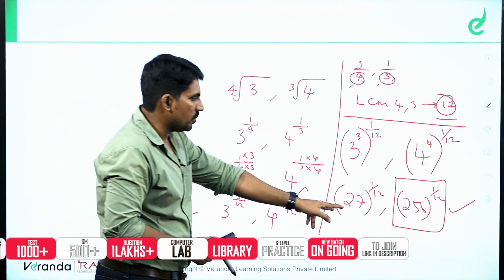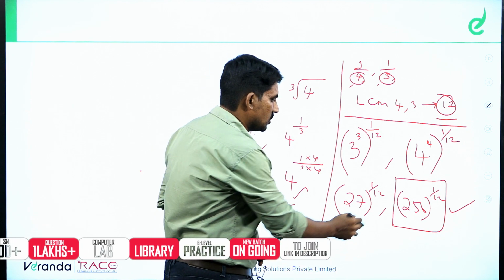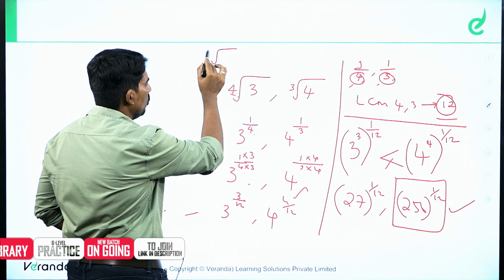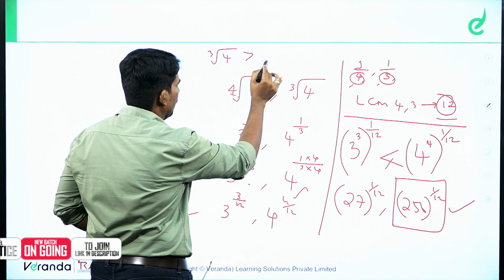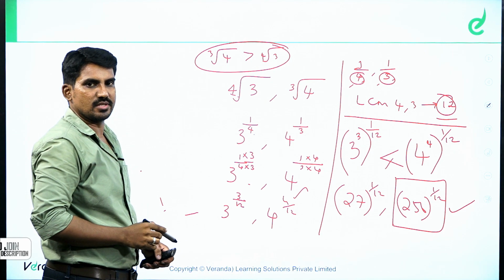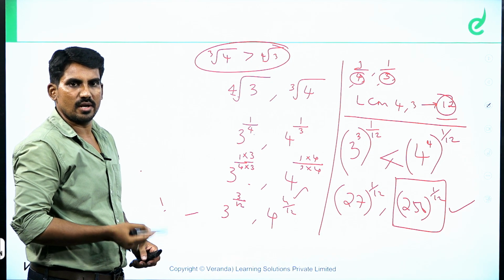Now we can compare, and we can say this value is greater. Therefore, we can say that the cube root of 4 is greater than the 4th root of 3. Clear? Yes.